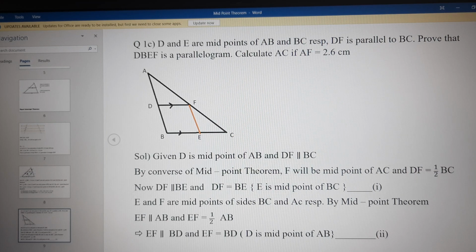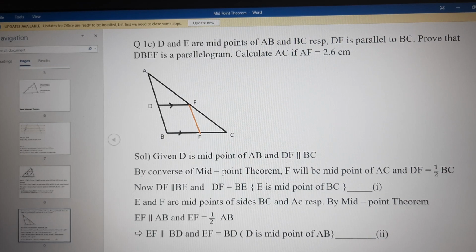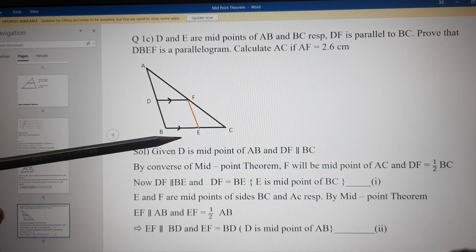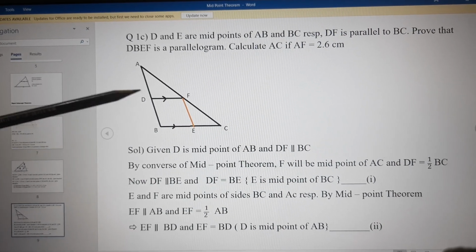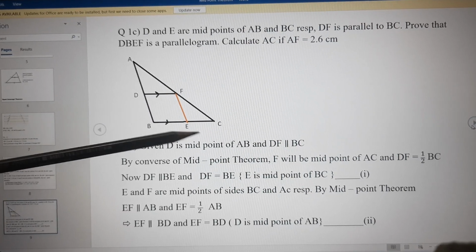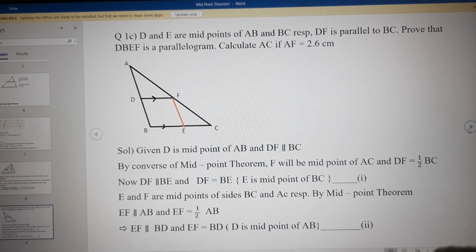So what is the property of a parallelogram? That opposite sides are parallel and equal. So basically, DF is parallel to BE. DF is equal to BE. And BD is parallel to EF. BD is equal to EF. That's what we have to prove.